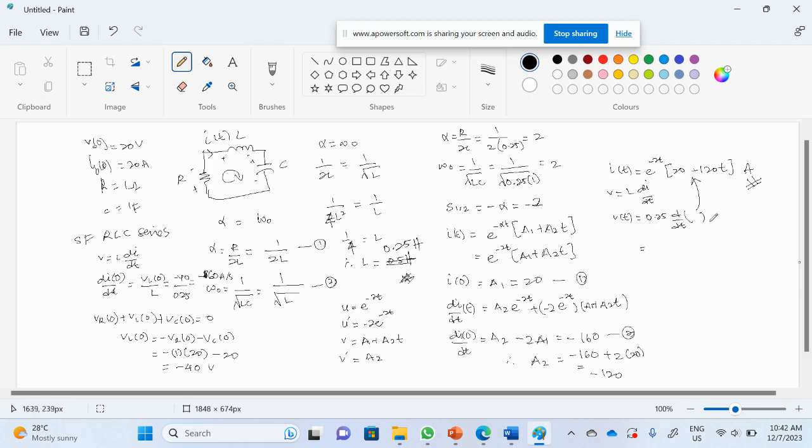So, yang ni, bila you differentiate dan you darab dengan 0.25, you sepatutnya dapat the final answer of v(t) as exponential negative 2t, (negative 4t plus 60t) volt. Okay, yang ni kat sini ni differentiate lah. Guna u v prime plus v u prime. Lepas tu darab dengan 0.25. Sepatutnya dapat ni. Tapi ini v dekat inductor.